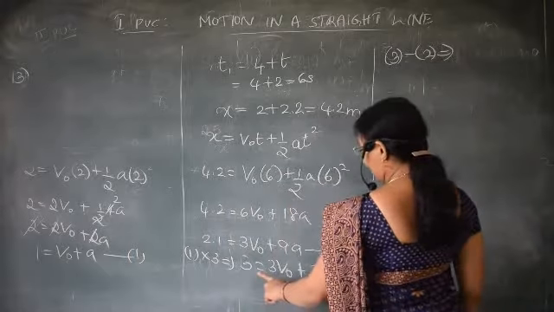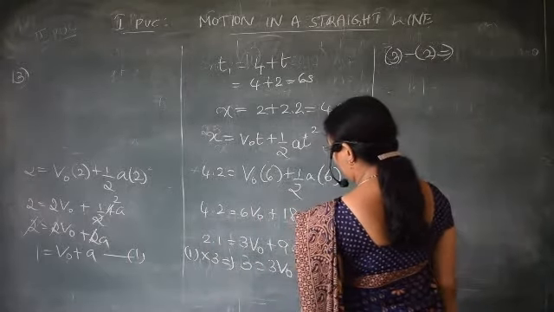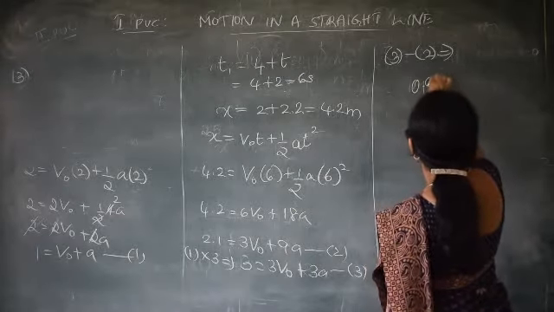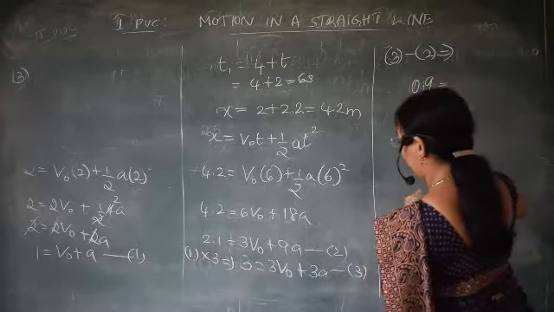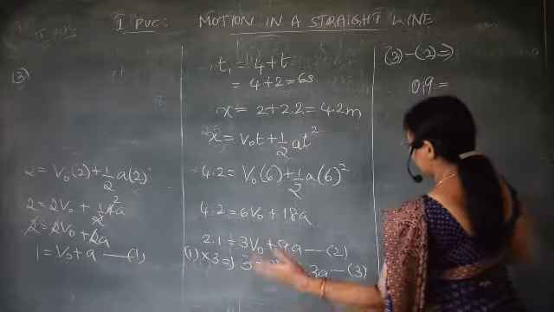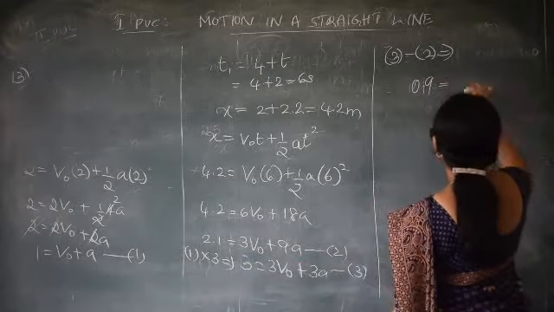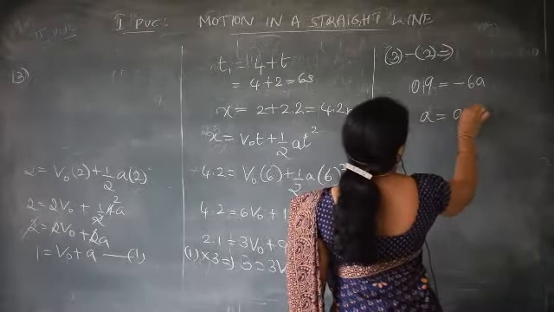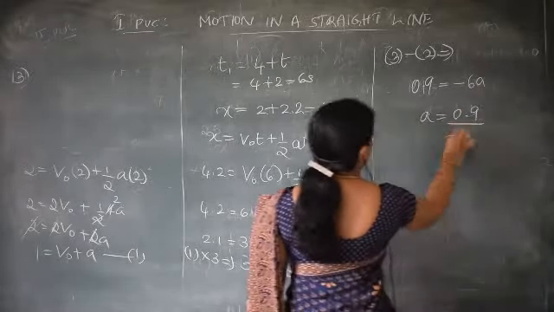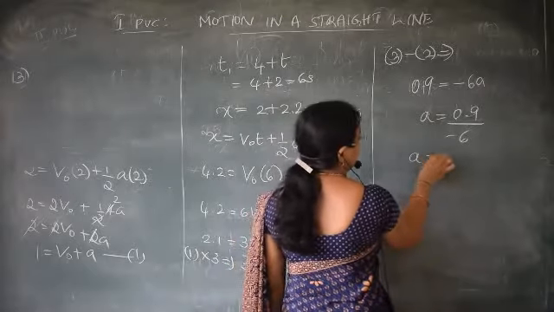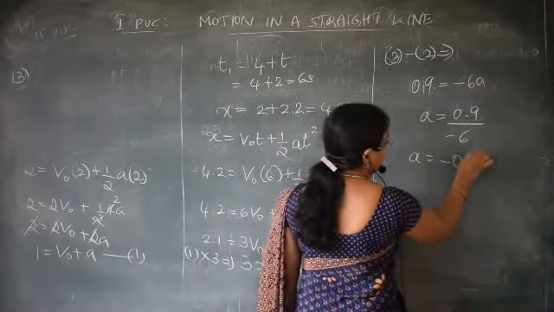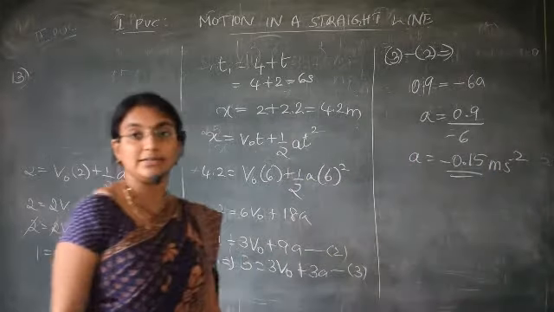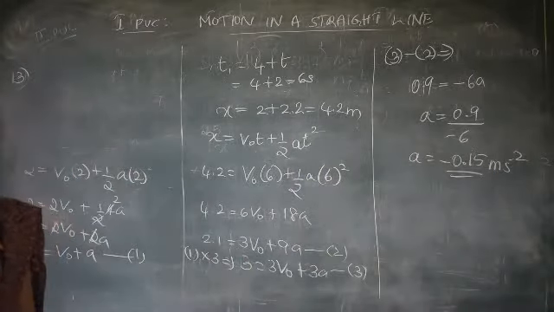What is the answer we get? 3 minus 2.1 is 0.9, equal to 3 V0 minus 3 V0, which is 0, and 3A minus 9A, which is minus 6A. So, A is equal to 0.9 divided by minus 6. So, A is equal to minus 0.15 meter per second square. Are you getting the same answer? Yes. Next.